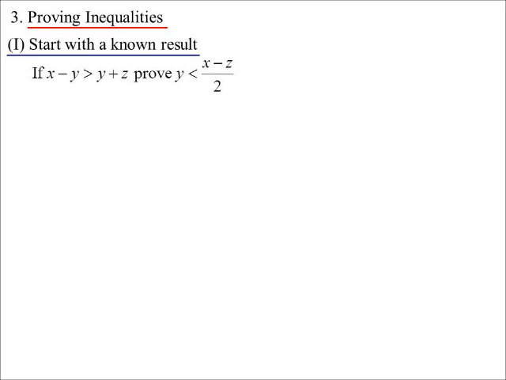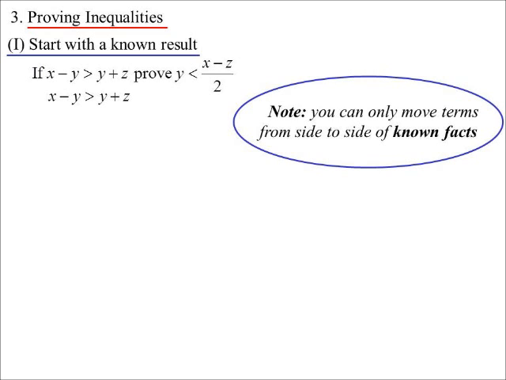Okay. So x minus y is always greater than y plus z. I'm starting with something that is true. This I'm allowed to manipulate because I don't have to prove it. It's already true. So I can move terms.